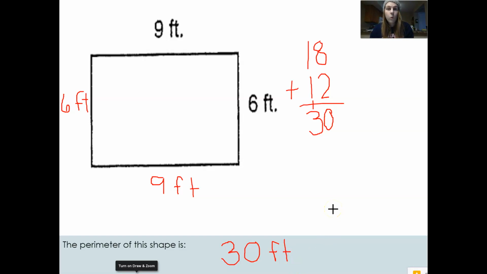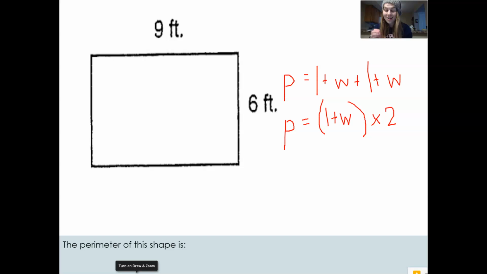Now that's one way to find the perimeter of this shape. But you're in 4th grade now, which means that you can find the perimeter using a slightly more advanced number sentence. So let's start over with this shape, but use a different method of finding perimeter. Now there are some pros and cons to using this different method.